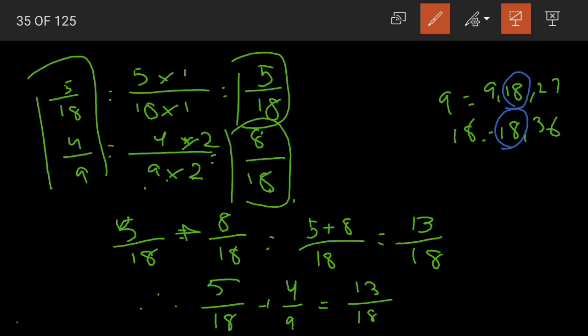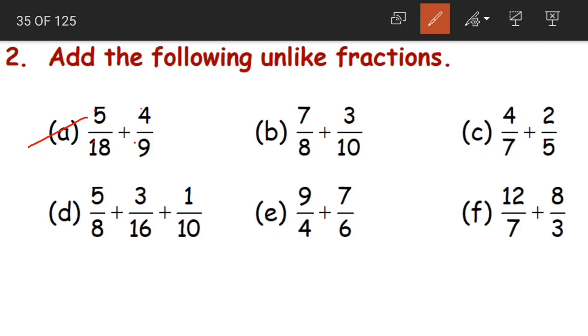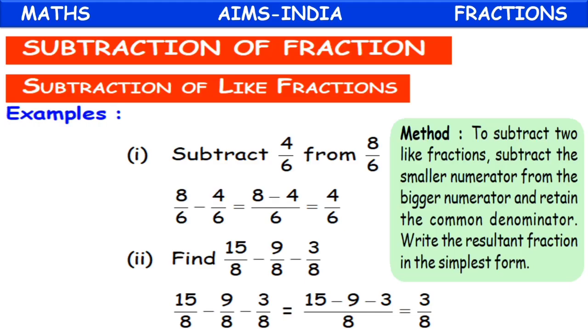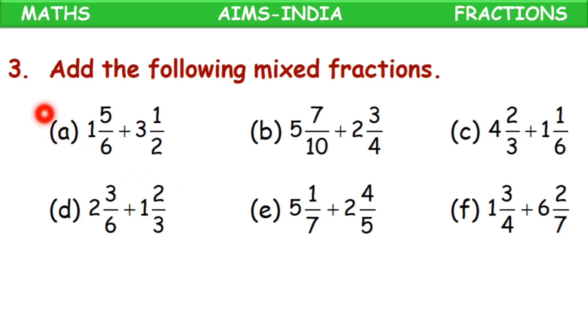Yes children, write the fractions given in the question. 5 by 18 plus 4 by 9 is equal to 13 by 18. Okay? Understood this addition of unlike fractions, and I hope you can complete the remaining problems, right? Yes. Now moving on to the last one, that is the addition of mixed fractions.